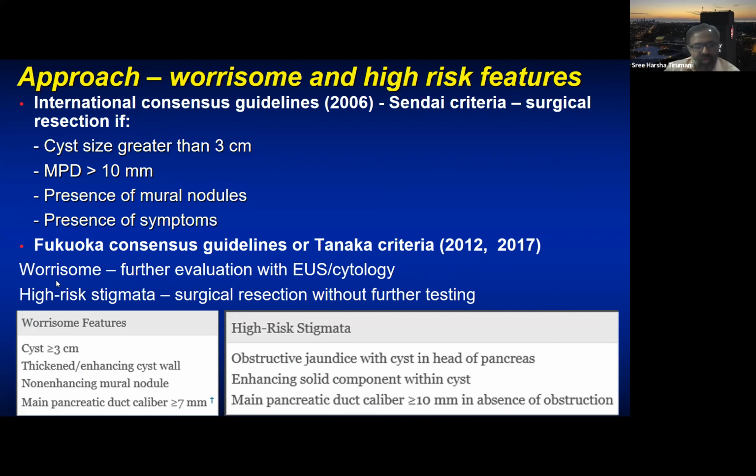So they came up with two criteria. One is worrisome, the other is high risk. So when they mean worrisome, it means it's a cue that the next step in the management should be an EUS. When you say high risk, the next step is directly surgical resection.